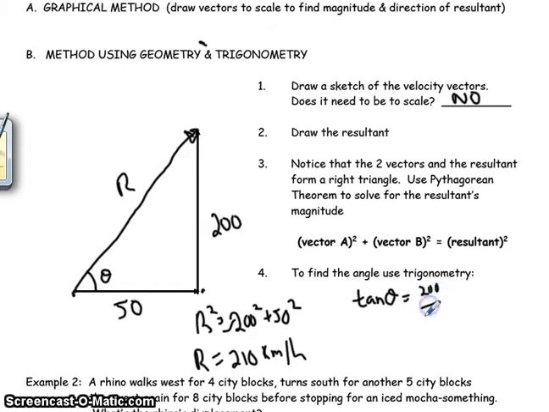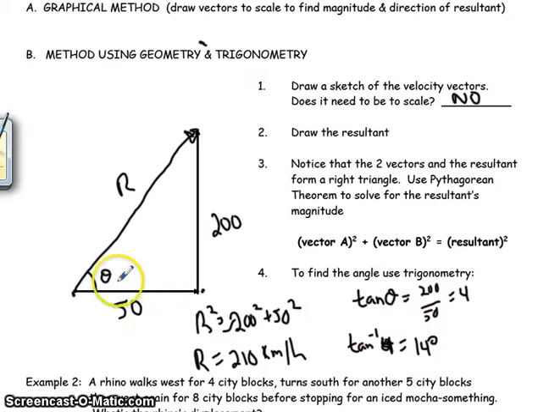Okay, 200 divided by 50, and that would give me 4. Now that's not my answer. This is not 4 degrees. Now I got to do the inverse tangent, or actually negative inverse tangent of 4, is going to give me some angle. And if you punch it in your calculator, make sure you're in degree mode. That's important, because if you're coming from math, you'll probably be in radian mode. This gives us 14 degrees.